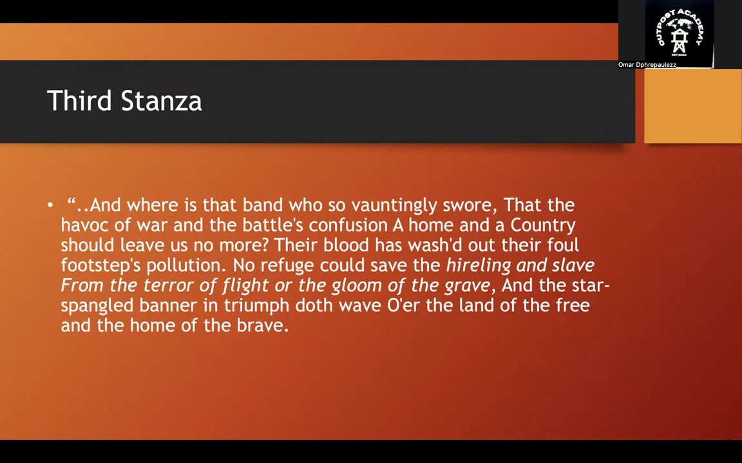Again, Black troops are demonized, and this must be seen within the context that these enslaved Africans, of course, are going to fight for the side that offers them freedom. We saw the same phenomenon during the Revolutionary War. But here he talks about the hireling and slave. No refuge could save them from the terror of flight or the gloom of the grave, right? This is in direct reference to these Black troops.